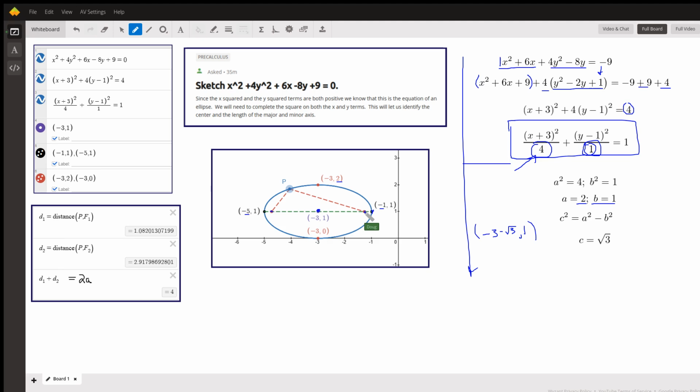And the cool thing about an ellipse is that if you pick any point on the ellipse, the distance from that point to the first focus plus the distance from that point to the second focus, when you add those together, you always get 2a. So you can go to Desmos and slide this point P around, and you'll see that d sub 1 plus d sub 2 will always be 4.